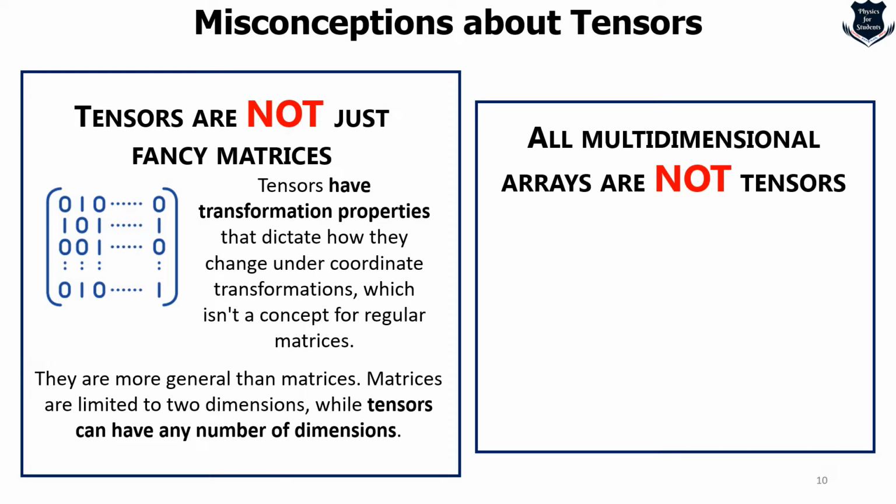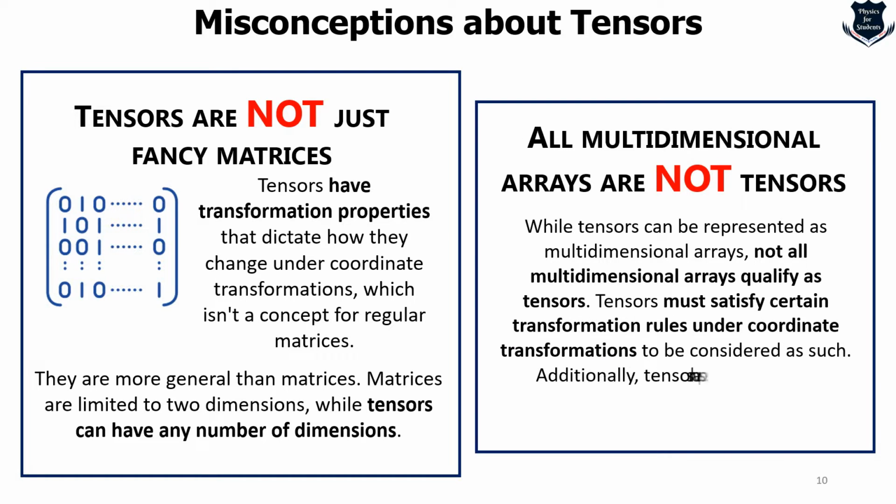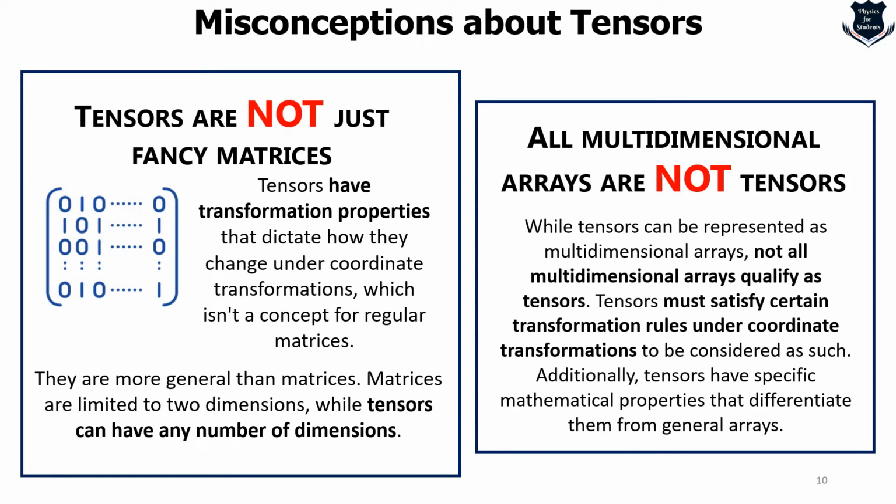The second misconception is that all multidimensional arrays are tensors. What I mean by that is that although tensors look like multidimensional arrays, as you have seen with the stress energy tensors, etc., they are not just multidimensional arrays. Tensors actually have to satisfy certain transformation rules. So it is not that all multidimensional arrays are tensors. In order to qualify as a tensor, there are certain parameters which you need to learn.